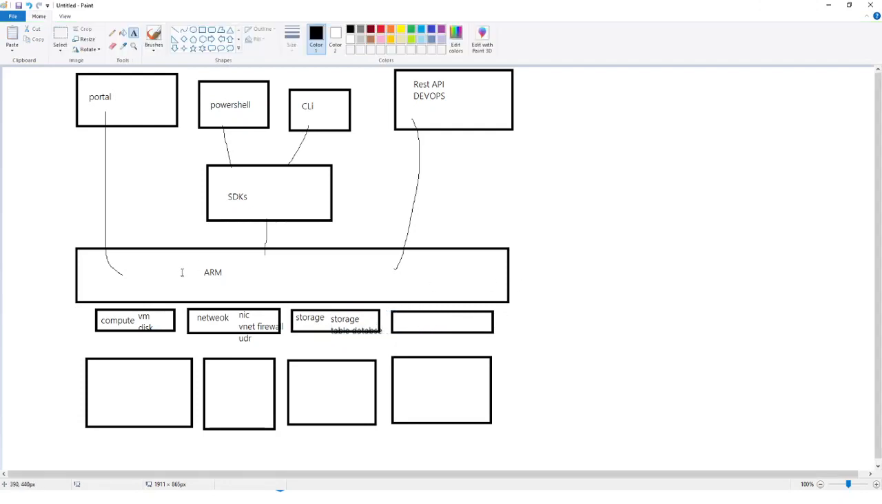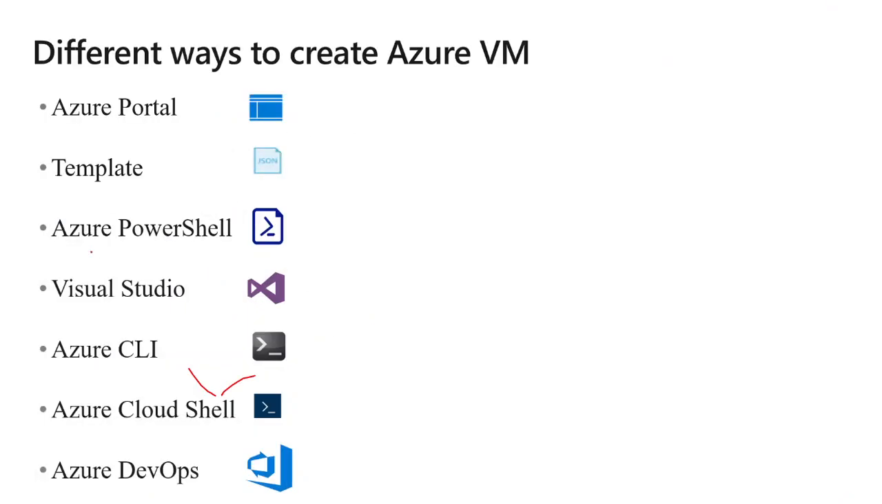right? So this instruction is passed to ARM, and from ARM to your compute resource provider based on your request, which you have written in the command line, REST API, or ARM template, right? It will go based on the instruction which you have written. Where can you see that instruction, guys? Let me show you that.